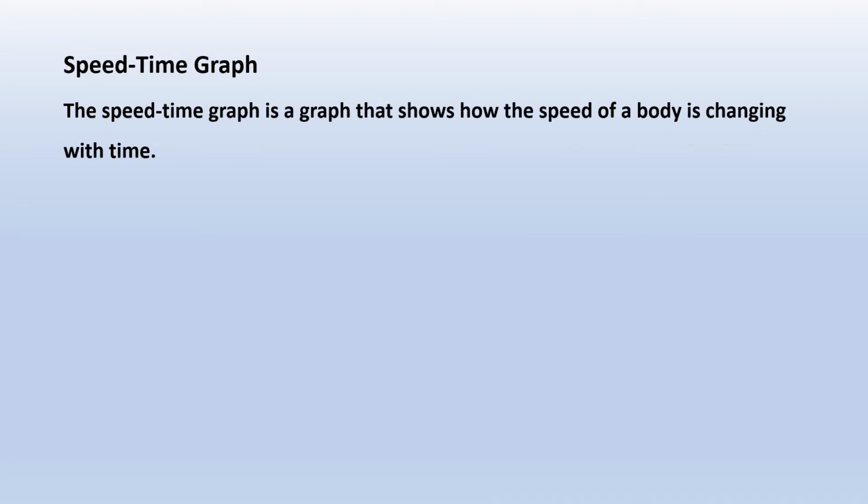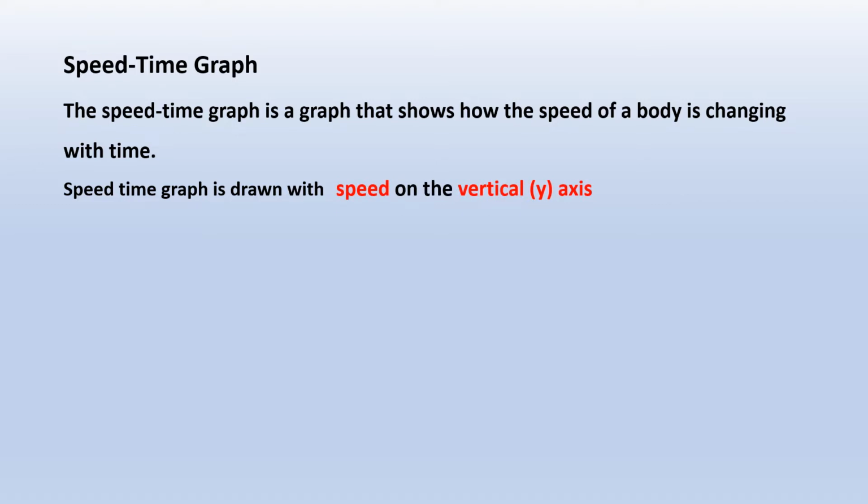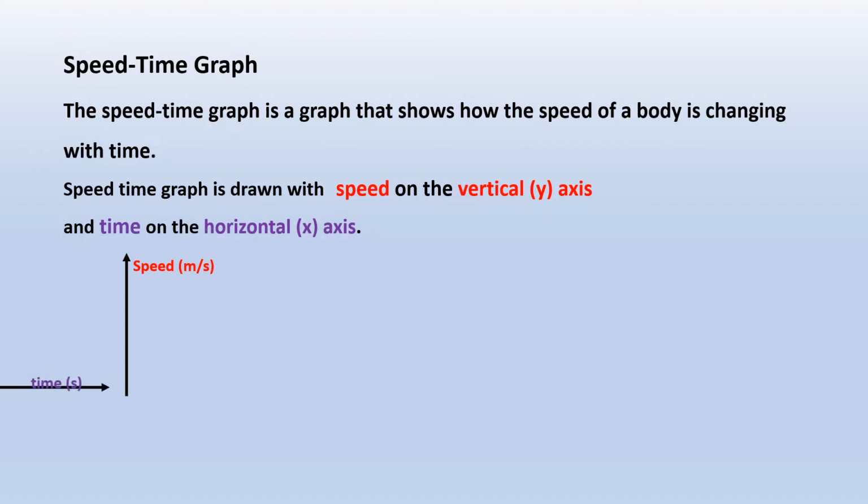The speed-time graph is a graph that shows how the speed of a body is changing with time. Speed-time graph is drawn with speed on the vertical axis and time on the horizontal axis.